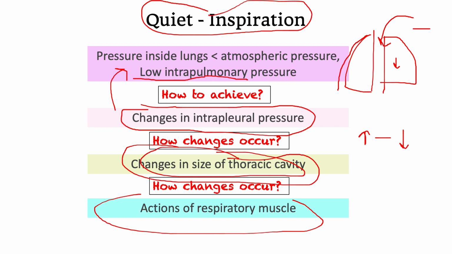By the actions of the respiratory muscles. Okay, so we can see the flow here. We need to decrease the pressure inside the lungs. To do that, we need to change the intrapleural pressure. To change the intrapleural pressure, we need to change the size of the thoracic cavity. How are we going to do this? By the action of the respiratory muscles. So these are the concepts that you need to understand. Next, I'll be explaining the mechanics in detail.